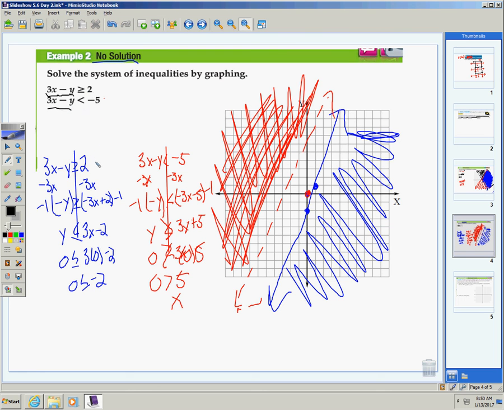And if you think about it, can something be bigger than 2 and less than negative 5? Well, hopefully you can tell that's not possible. And if you want to see it visually, this is why it's not possible. Because nothing that's greater than or equal to 2 is also less than negative 5. So this would just be a no solution. The reason being, there was no intersection between my graphs.